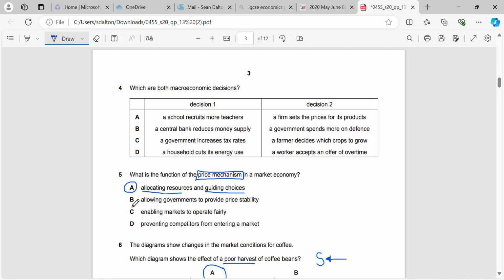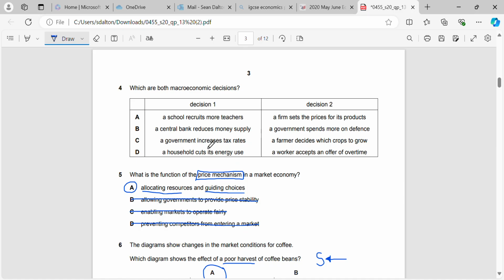Okay, price mechanism has nothing to do with governments providing price stability. It has nothing to do with the markets operating fairly. It makes them operate efficiently, not necessarily fairly. And it doesn't prevent competitors from entering a market. That's something government can do, and the government is not involved at all with the price mechanism.